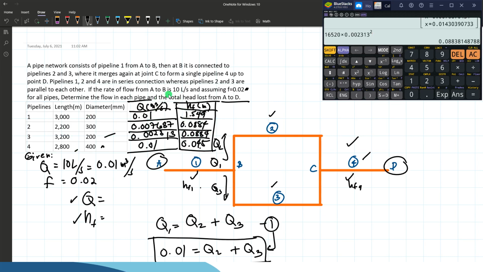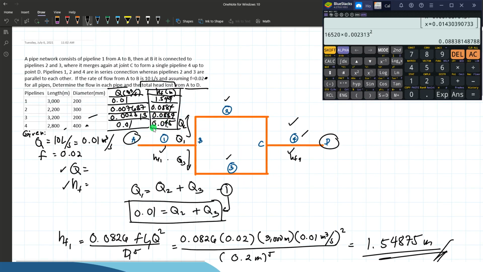Now we are also required to determine the total head loss, from point A to point D. The total head loss can be referred from the flow from point A going to point D, through pipe 1, pipe 2, to pipe 4, or through pipe 1, pipe 3, to pipe 4. Based on the two flows that I've drawn, it will give you the same value of head loss because pipes 2 and 3 are just parallel.